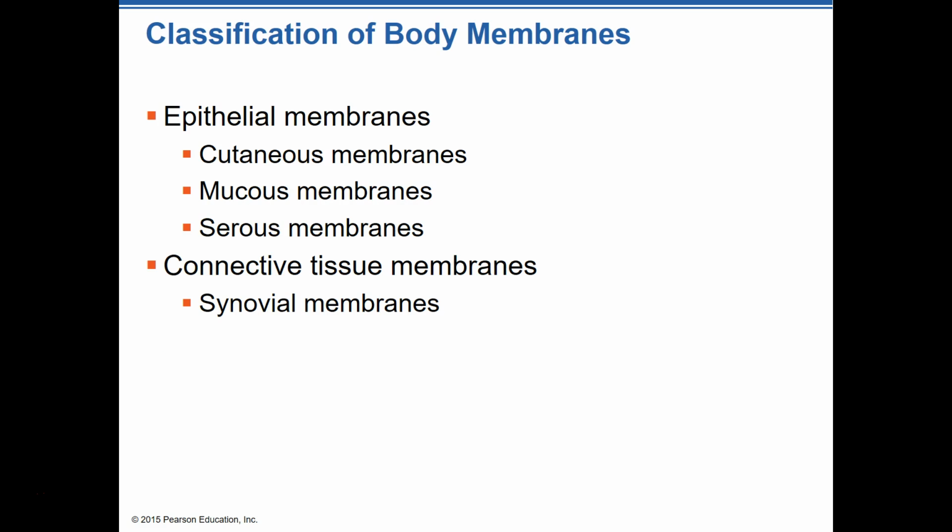The first of these is going to be the epithelial membranes. And this, of course, is going to include the cutaneous membranes, the mucous membranes, and serous membranes. And then there's the connective tissue membranes, which is synovial membranes. These are kind of grouped together because we'll talk about them in the following slides all together.